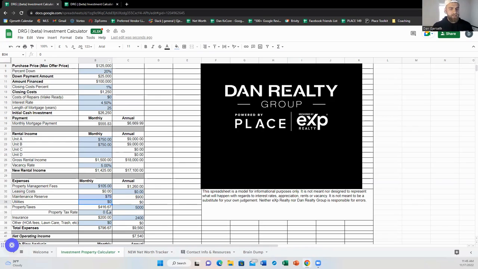So property taxes on this one, it was about $1,500 a year. So what would that, so $1,500, I'm going to do the math with my calculator here. $1,500 a year divided by 12 is $125 per month, approximately.